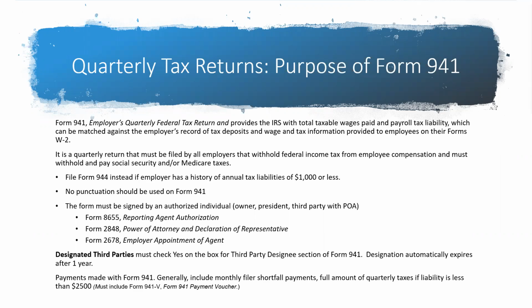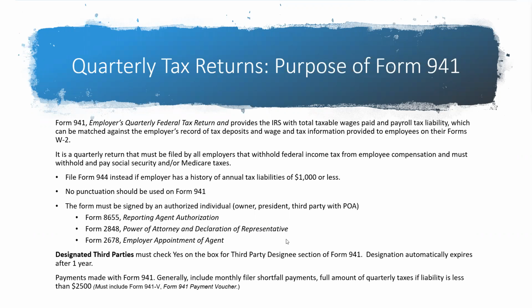So Form 941 is pretty common. Most employers file that. There is also a Form 944. The Form 944 can be used if an employer has a history of annual tax liabilities of less than $1,000. So it's pretty uncommon if you have a business that your tax liability is going to be $1,000 or less. So most of our clients or most employers are Form 941 filers. But if you're super tiny, you can be a 944 filer. So just keep that in mind.